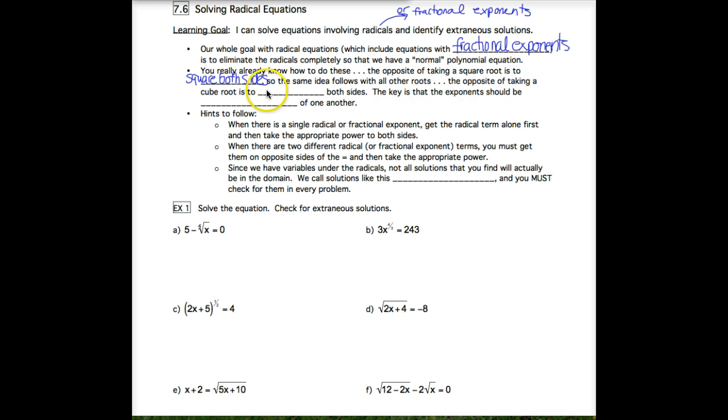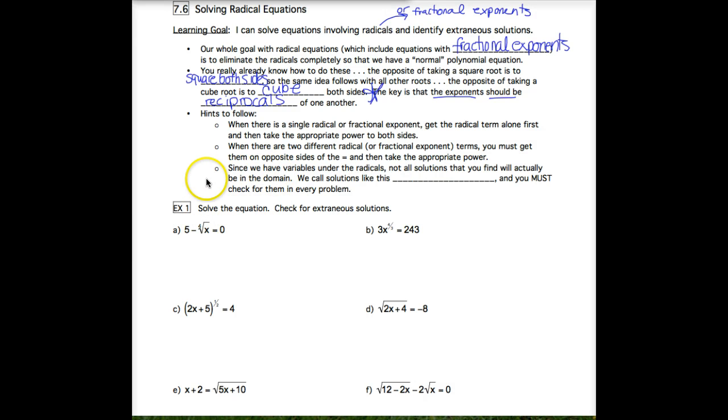The same idea is going to follow with all our other roots that we've learned. So the opposite of taking a cube root is to cube both sides. The key, so I'm going to put a star here, is the exponents should be reciprocals of one another. So remember that a cube root is a 1/3 power. So if you take the reciprocal of 1/3, it's 3/1. So that is why we take the cube of both sides, because the 3 undoes the 1/3.